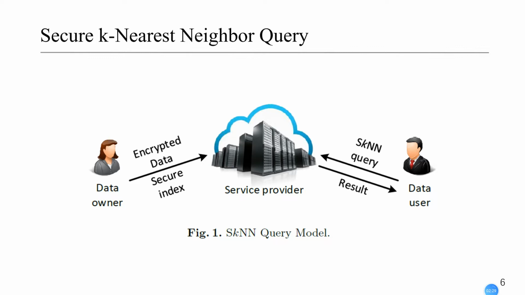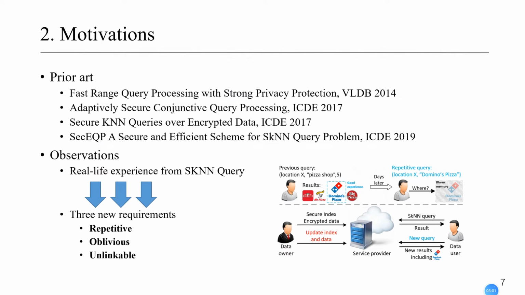To address this problem, secure k nearest neighbor, SkNN, query processing has been proposed and it is now widely adopted in location-based services, LBS. The SkNN query model is like this. A data owner stores encrypted data and a secure index on the service provider, while a data user submits an SkNN query to the provider, which returns a corresponding result after searching the local database. There are many noted prior works on SkNN and they are building towards an adaptively secure query scheme.